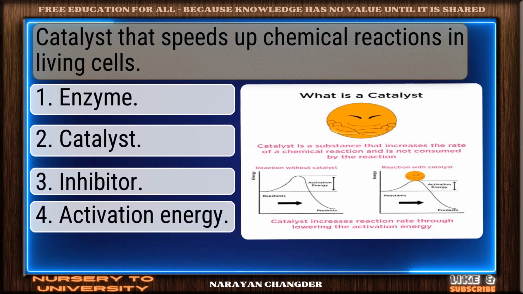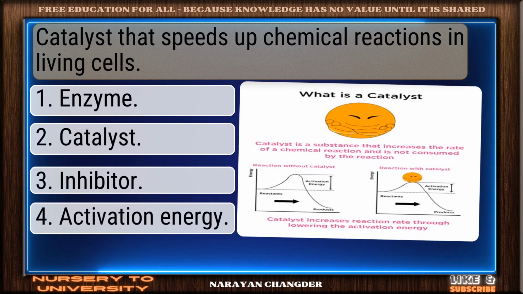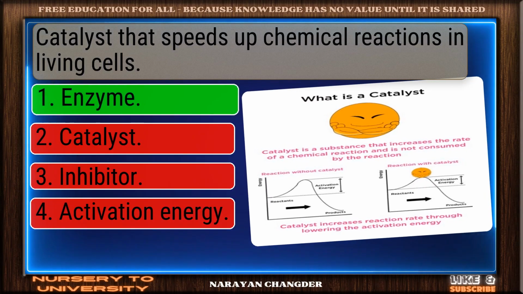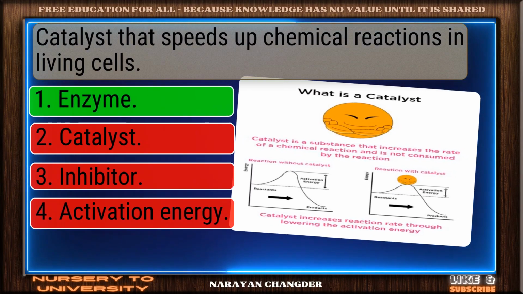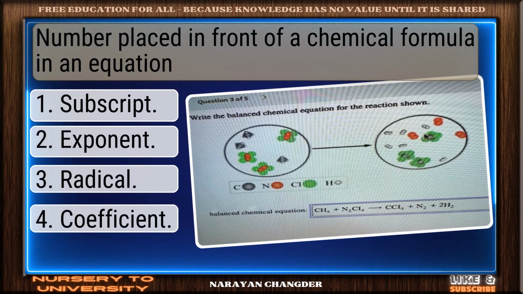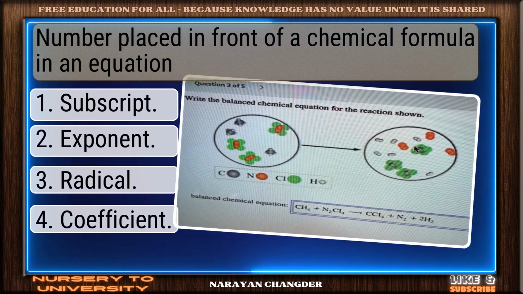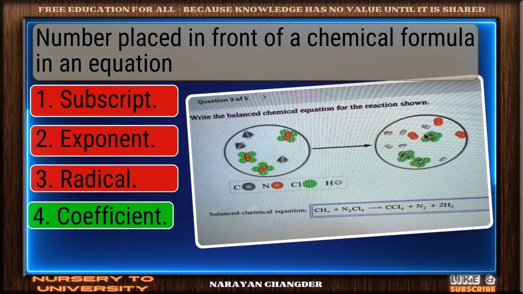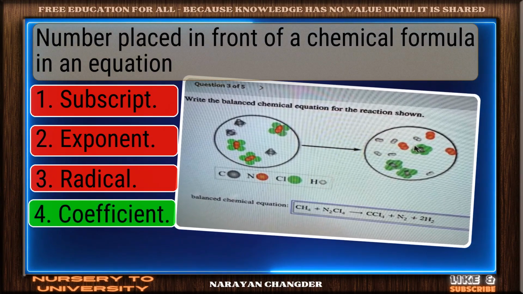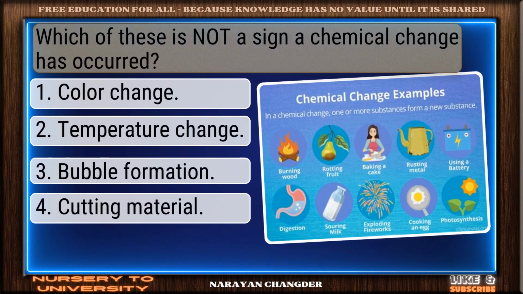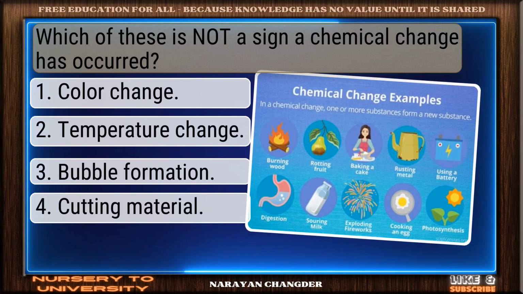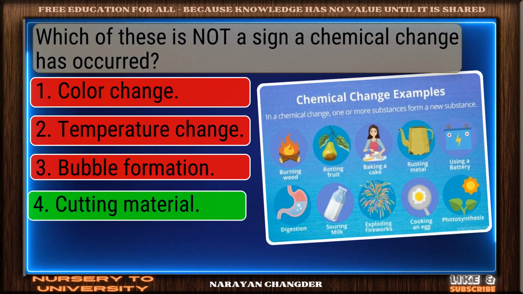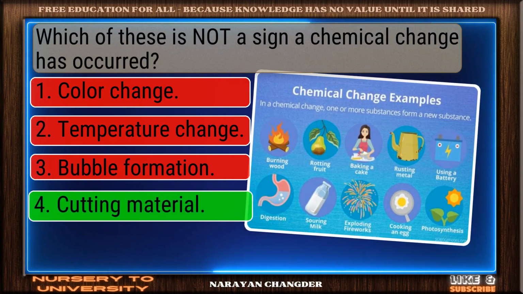Catalyst that speeds up chemical reactions in living cells? Smart pick. Enzyme is the correct choice. Number placed in front of a chemical formula in an equation. Nice work. You chose coefficient and it is correct. Which of these is not a sign a chemical change has occurred? Excellent choice. Cutting material is the right answer.